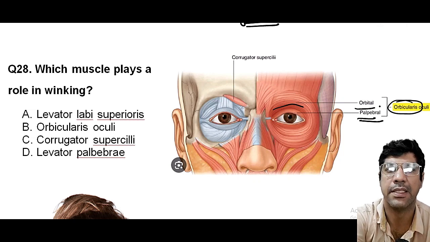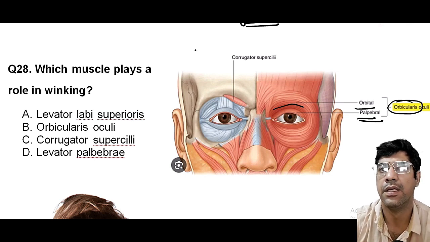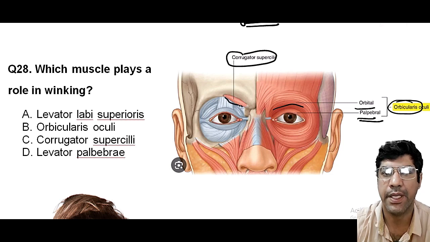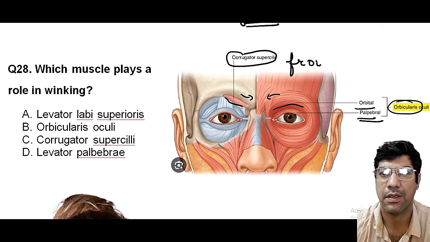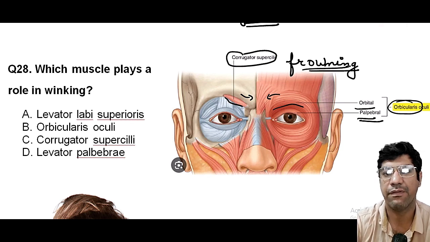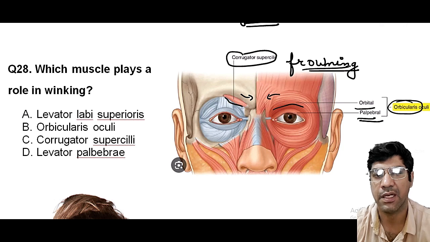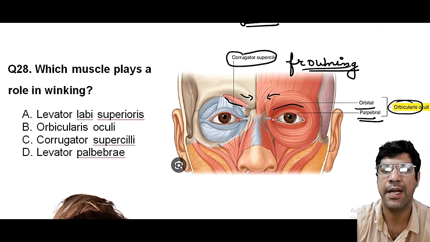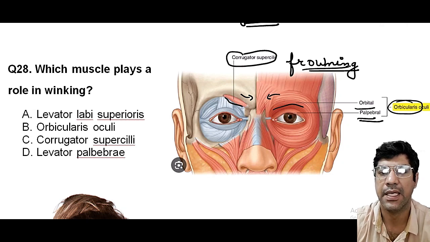The other muscles, like the corrugator supercilii, this one is the corrugator supercilii muscle, is responsible for drawing the eyebrows together and wrinkling of the forehead, that is associated with the facial expression of frowning. So the main function of the corrugator supercilii muscle is frowning. That means when the muscle contracts, it causes the inner end of the eyebrow to move downward and medially. That gives a wrinkled appearance on the forehead.